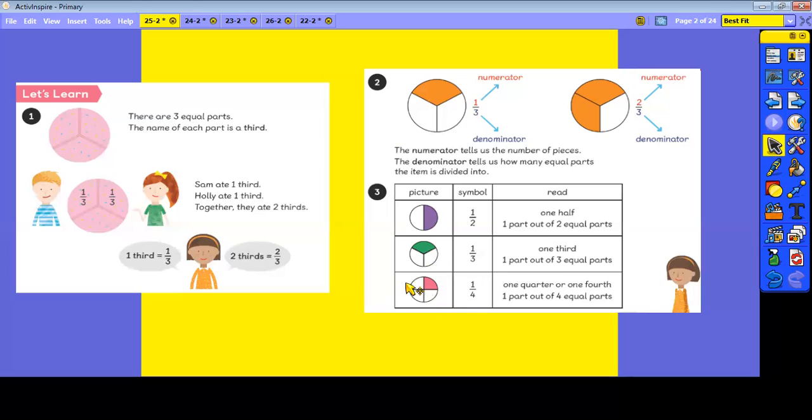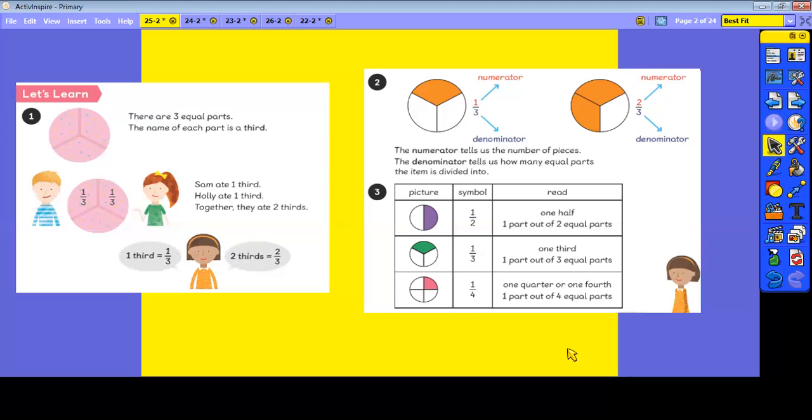And finally, we've got a circle divided into 4 equal parts, or quarters. Sometimes in Maths No Problem, they're called fourths. And 1 of the parts has been shaded pink, so we represent that as 1/4, one quarter, 1 over 4, where our numerator is 1, the number of pieces shaded in, and our denominator is 4 because the circle's been divided into 4 equal parts.